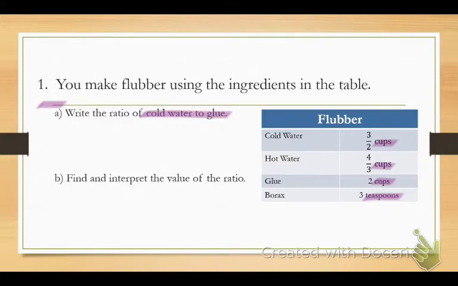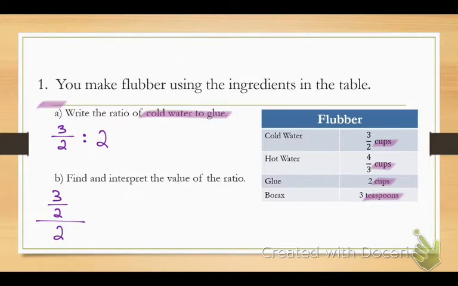So for cold water to glue, cold water is 3/2 cups, all right? So 3 over 2, compared to 2, okay? That's the ratio. I could write it with a colon. I could write it with the word to. I could write it as a fraction. Now, if I wrote it as a fraction, that would look like, what was that word that I used to describe something like this? Yeah, it's a complex fraction.